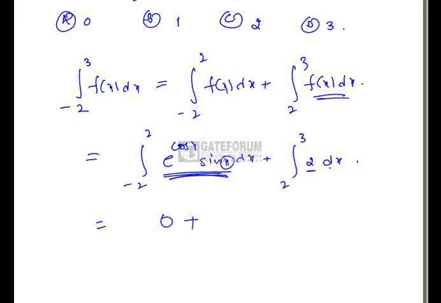Now integration of 2 is a constant, so it will be 2x, 2 to 3, which is nothing but 0 plus 6 minus 4, that is equals to 2. That is option C.